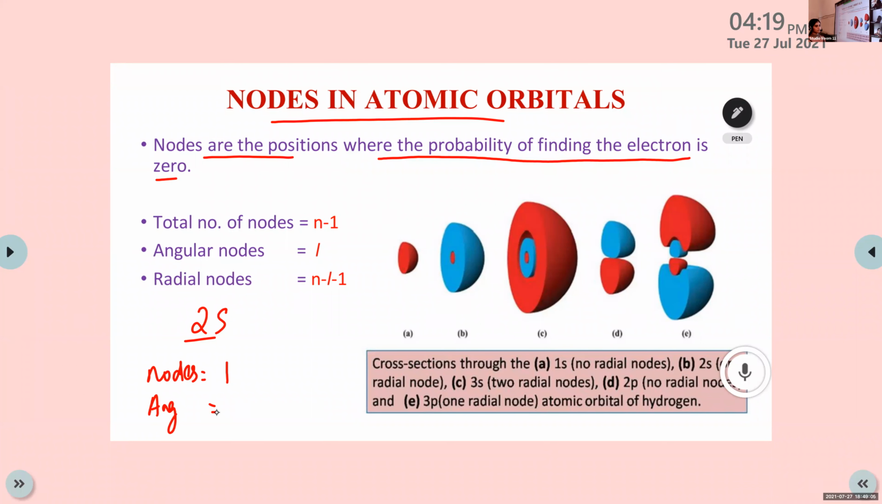Then angular nodes. Here also it is 2s. So what's the value of L? Alandina, can you tell me? Zero. Yeah, very good, 0. Then what about radial nodes? The equation is n minus L minus 1. Here n is 2, then L is 0, then minus 1. That's equal to 1. So only one radial node.